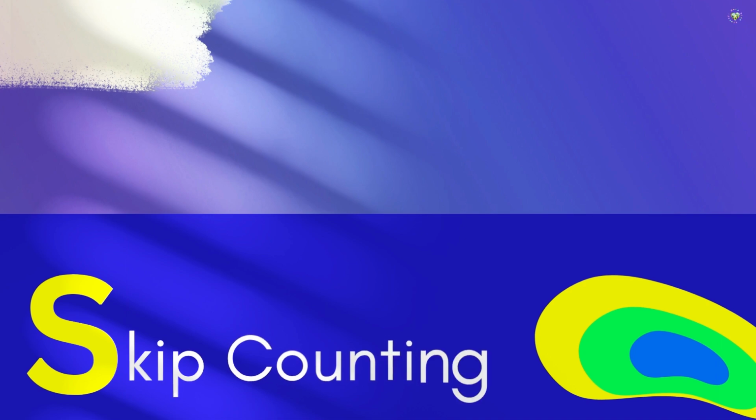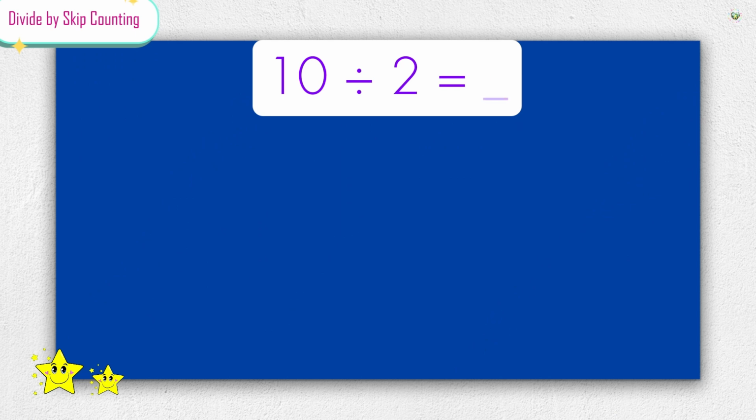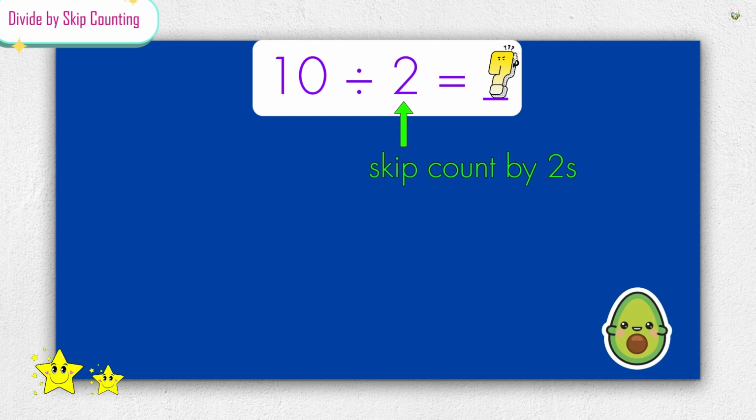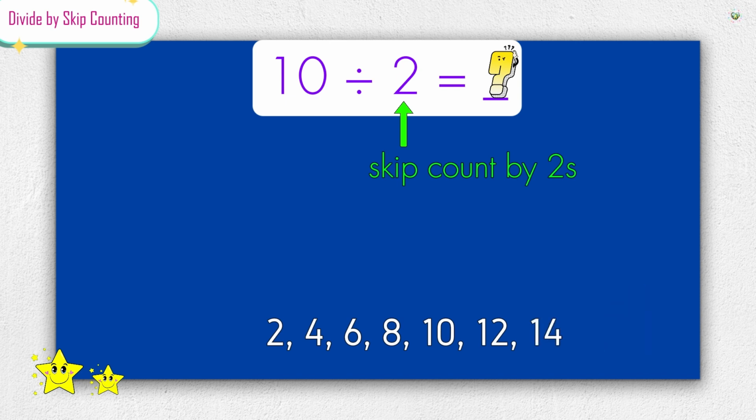Now, divide by skip counting. Let's say we have 10 divided by 2. First, we look at the second number. It's 2. So, we skip count by 2. Okay. So, 2, 4, 6, 8, 10, 12, 14.